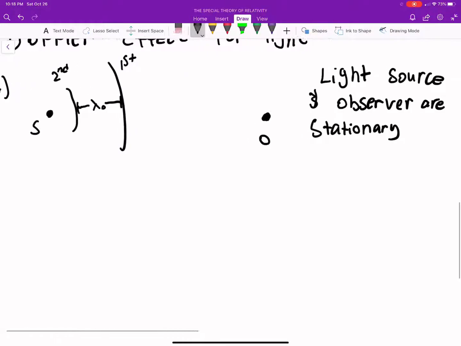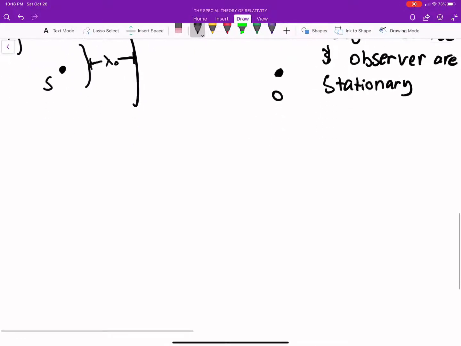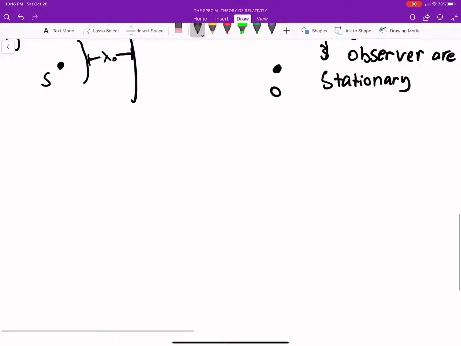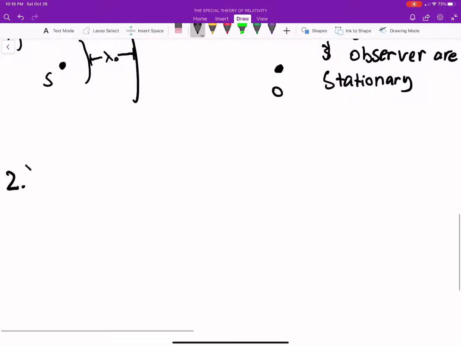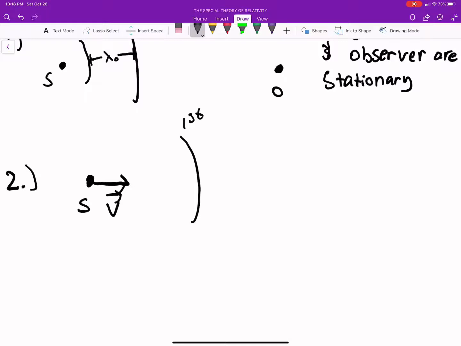Now let's look at another picture. So that was picture 1. Let's also consider picture 2 here, where we have the same source moving at a velocity v. Okay, so here's what happens. It emits this first wave. Let me draw it actually a little closer. It emits this first wave, and then right when it emits the second one, it gets this little push.